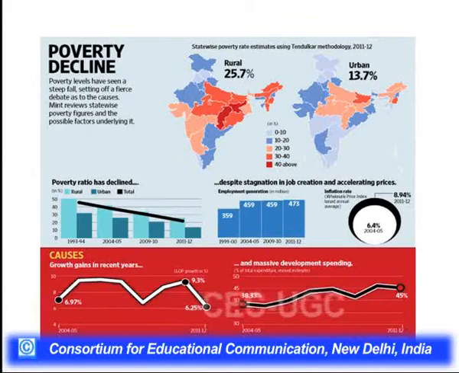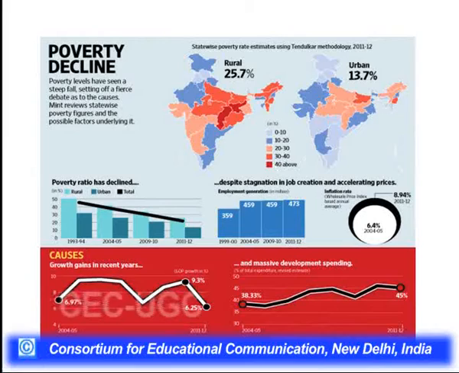Coming to the urban poverty ratio, we still have very high poverty in northern states like Bihar, Jharkhand, Chhattisgarh, Madhya Pradesh, Uttar Pradesh, and less urban poverty in Maharashtra, Gujarat, Rajasthan, and also some parts of West Bengal, and even Uttarakhand also has less urban poverty.